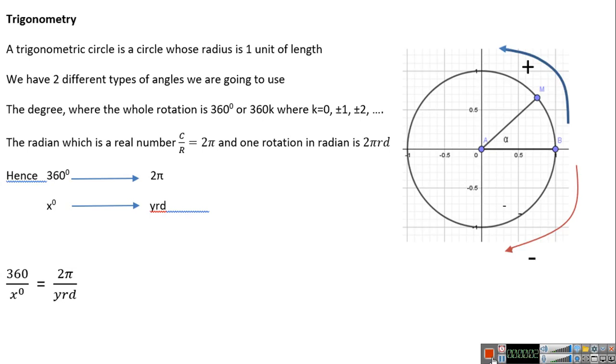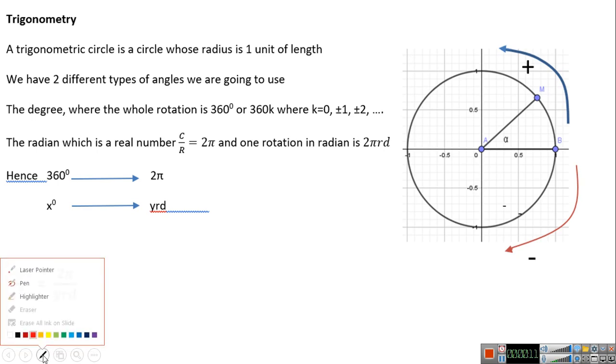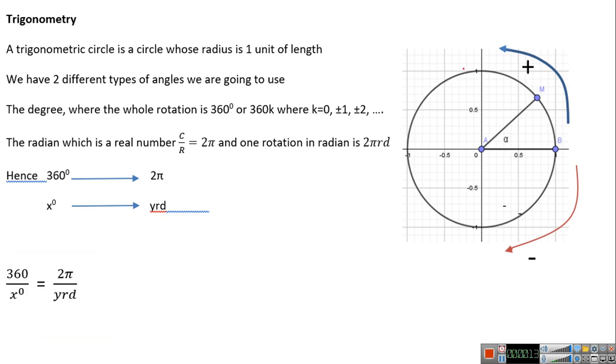Hi students, so we're going to start trigonometry. First of all, I'm going to define the trigonometric circle. A trigonometric circle is a circle whose radius is the unit of length. What do we mean by the unit of length? It means 1 kilometer, 1 centimeter. So the radius here, from here till here, is 1.